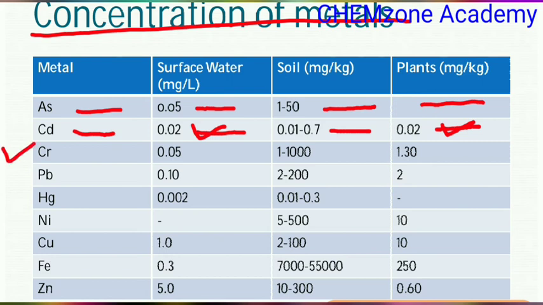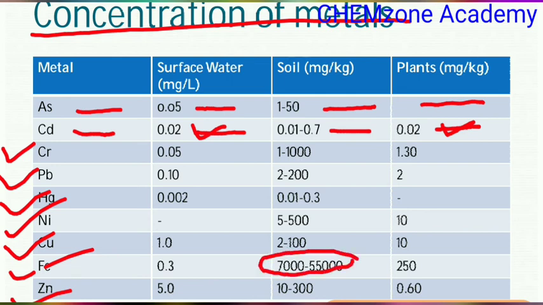Then the chromium, lead, mercury, nickel, copper, iron, and zinc. So understand this thing, and we know about iron. It is found completely in the soil water as compared to surface water generally. So you have to remember nickel, then iron, and then zinc. You have to keep this in your mind.